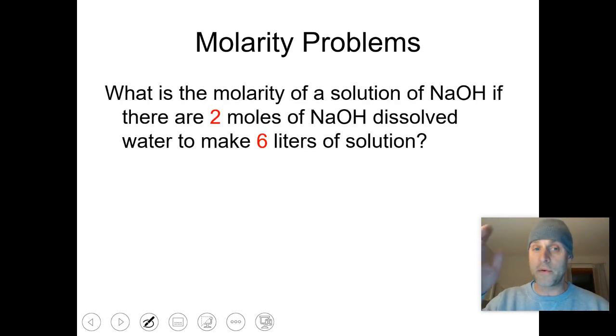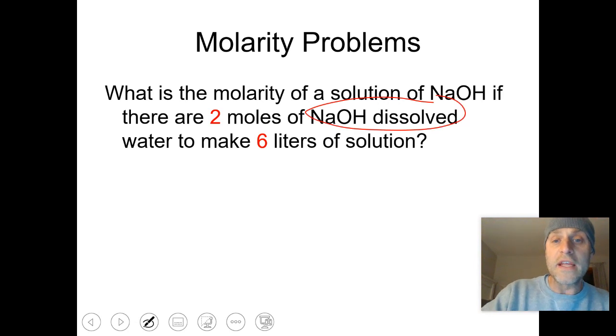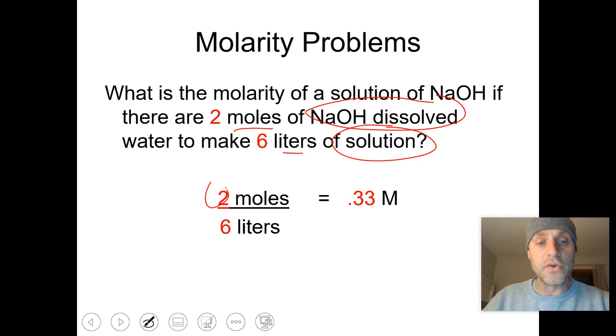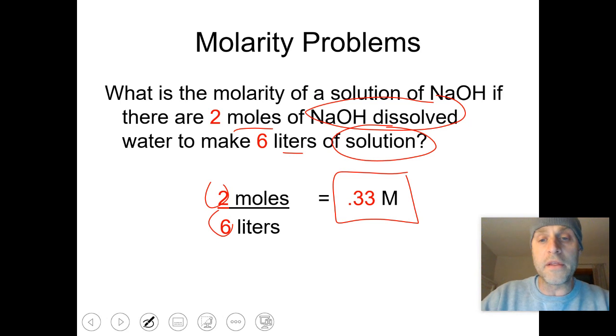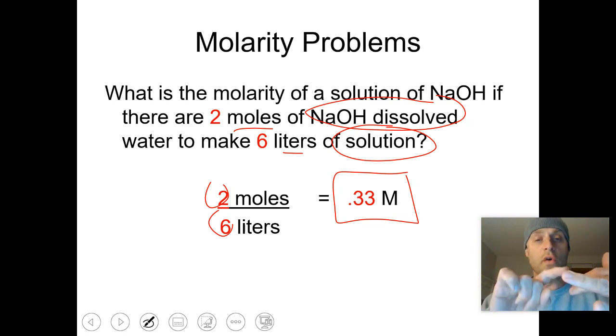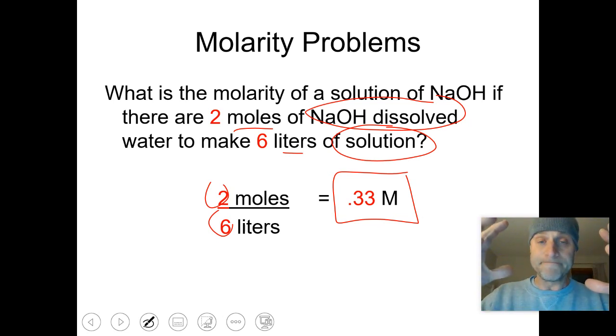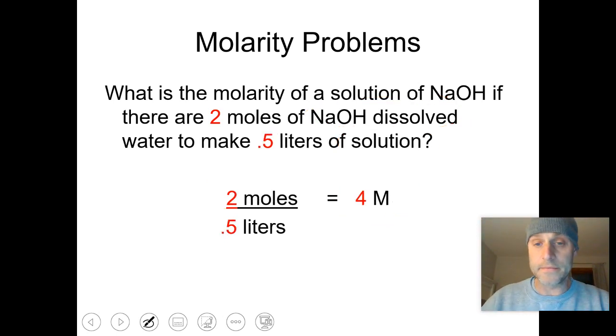Let's do another one. I know I'm going quick. Same thing. 2 moles again. Now I have 6 liters. The dissolved over the solution. Moles over liters. 2 over 6 is a third, or 0.33. 0.33 molar. That's the least strong, right? So hopefully you're making sense. You just take moles of what's dissolved over liters of how much you got? That's it. Okay.